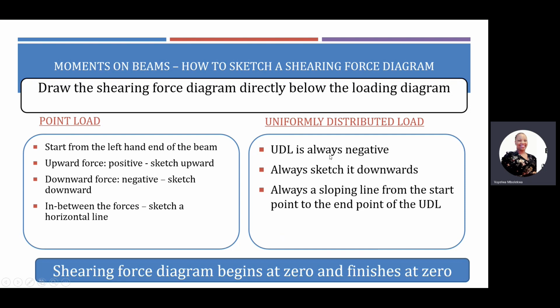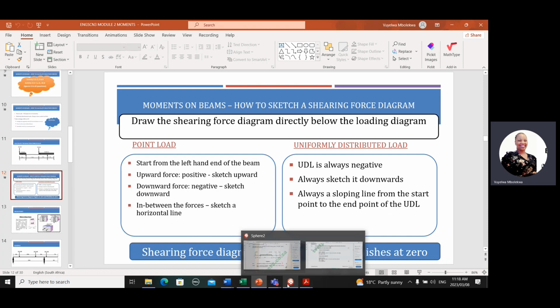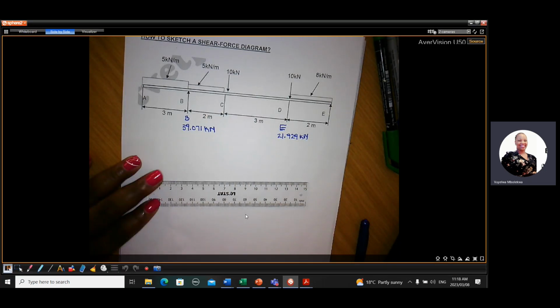Then a uniformly distributed load, we always take it as a negative because it's seated on top of the beam and it's exerting a downward force. So we always sketch it downwards. For a uniformly distributed load, we make a sloping line. For a point load, we make a vertical straight line. For a UDL, we make a sloping line from where it begins to where it ends. Okay, so let's look at the example to see how we can apply what we have just discussed.